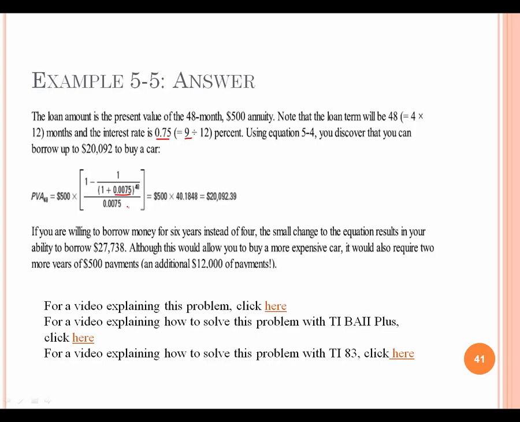So 0.75% as the interest rate, 48 payments, each payment being $500. That means the total present value of this annuity is a little bit more than $20,000. So that is the present value, or what you can afford to borrow if you can pay $500 each month under a 9% annual interest rate in 4 years.